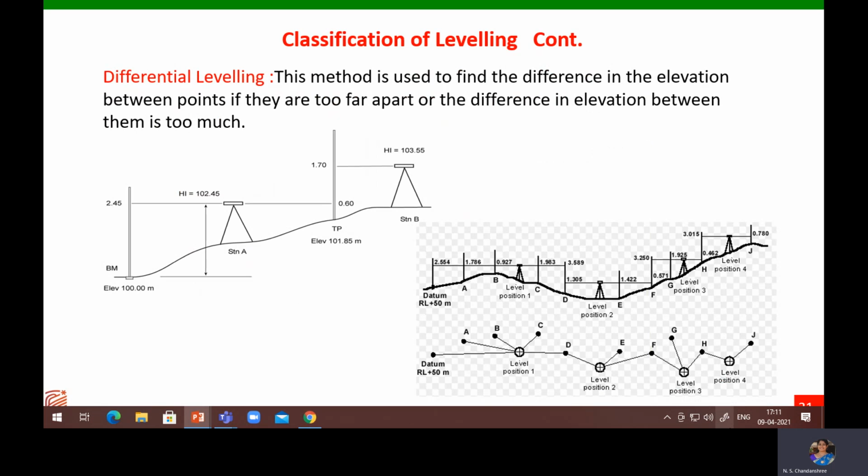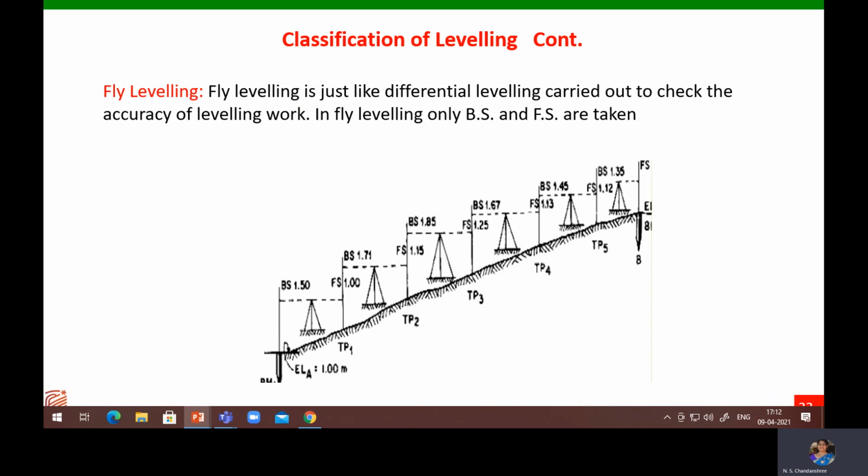In differential leveling, if we want to know the elevation difference or the vertical height difference between this point and this point here, then we do differential leveling. Here our purpose is to measure only the elevation difference, so we only take down the backsight and foresight readings. We do not have to bother about intermediate sight readings. So differential leveling is conducted only when the elevation difference between different points has to be determined.